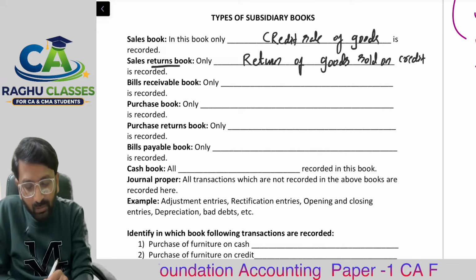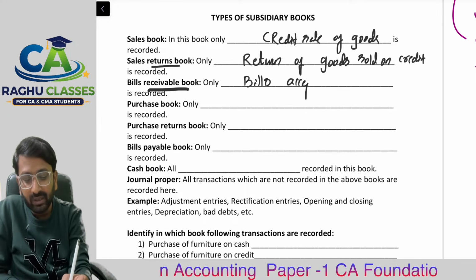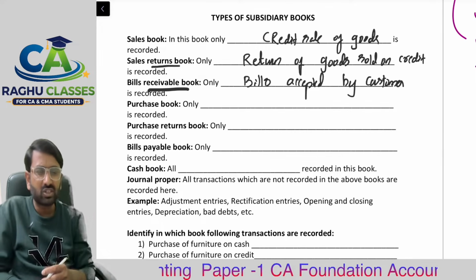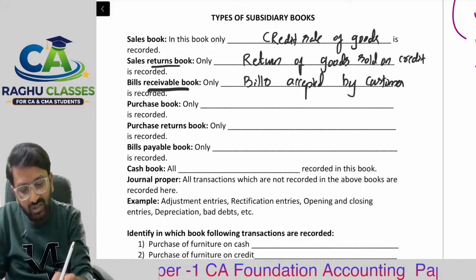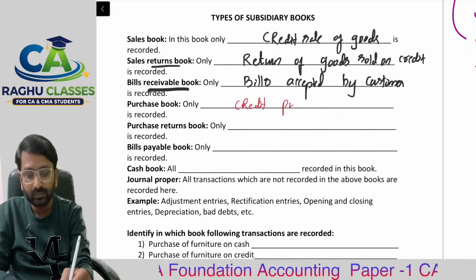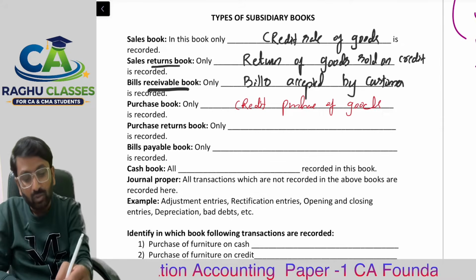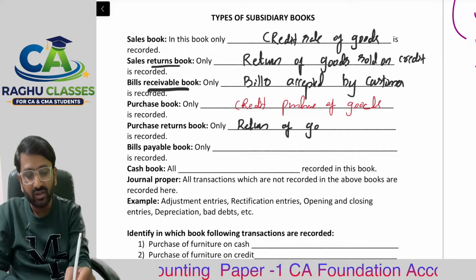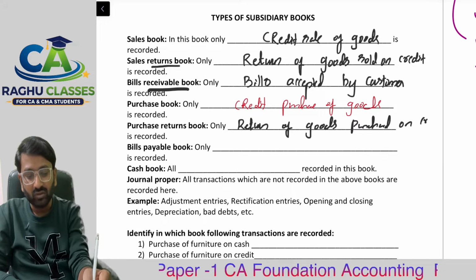In the bill receivable book, we record only bills accepted by the customer. If any of my debtors accepts a bill, I record it in this book. In the purchase book, only credit purchase of goods. This is what we record in the purchase book. In the purchase return book, we record return of goods bought on credit, or purchased on credit. We record this here.